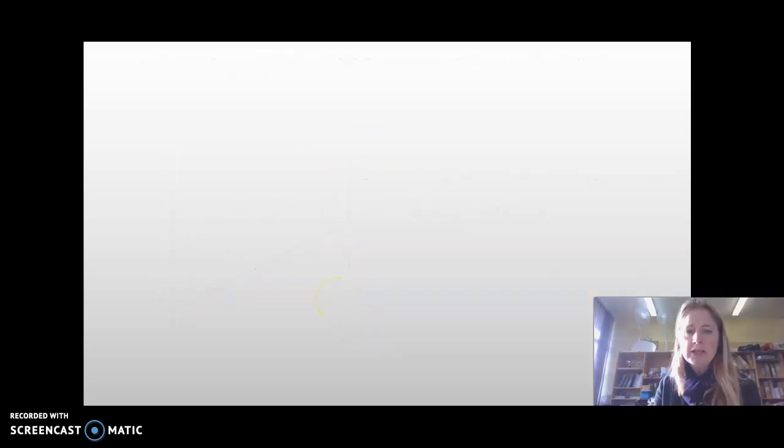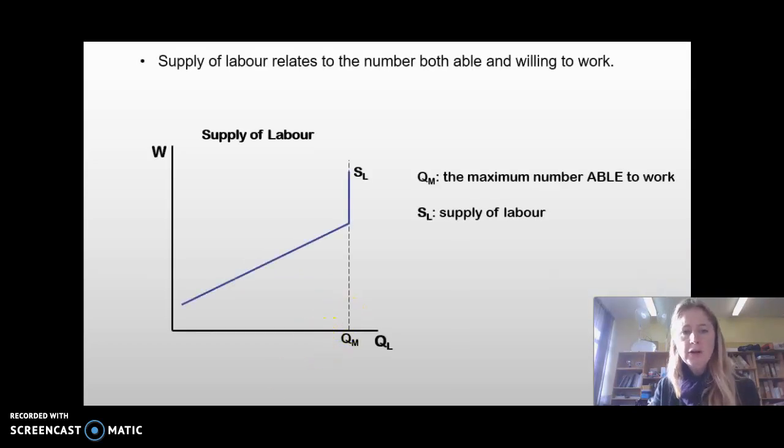Why is that? Let's have a think about it. What we're looking at here is that at low wages, not many people will supply their labour, right? Because they think, it's not worth my time bothering to supply my labour at such a low wage. Whereas as the wage rate increases, people think, I'll go out and get a job now.